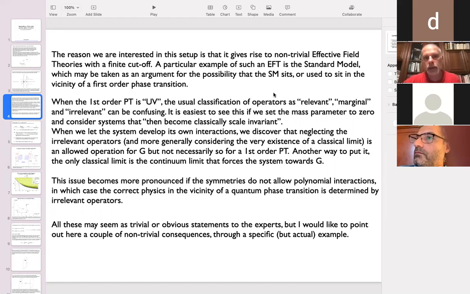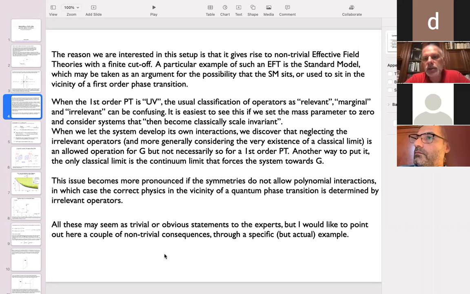And of course, one can then also assume a picture where the standard model itself, sometime, somewhere, sat near a first order phase transition, and maybe is still sitting near a first order phase transition, or maybe it had moved away from it, etc., etc. Now, when the phase transition is an ultraviolet phase transition, we are familiar with a classification of operators as relevant, marginal, and irrelevant. And when near a Gaussian fixed point, this is the usual classification.